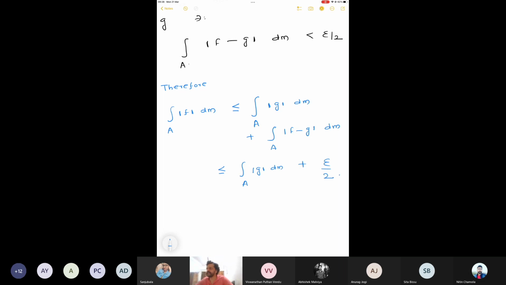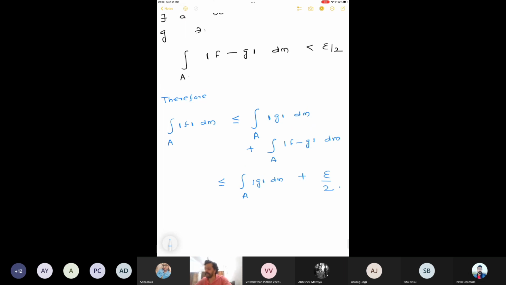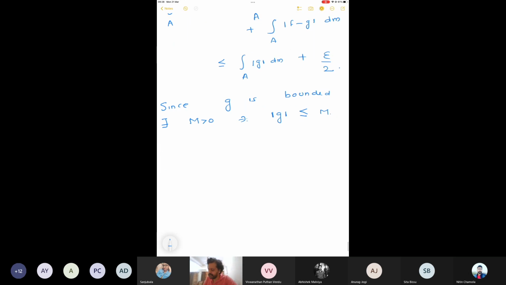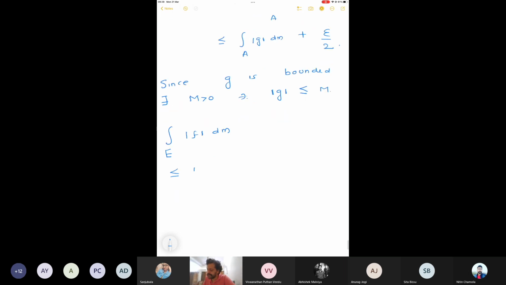Now, how to tackle the first term on the right hand side? Remember, g is bounded. Since g is bounded, there exists some M such that the modulus of g is less than or equal to M. Therefore, the integral over A of mod g is less than or equal to the integral of M, M is a constant, and then the measure of A will come. That will be M times the measure of A plus epsilon by 2.